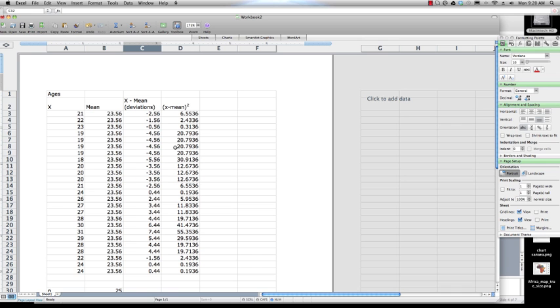All right, nice and pretty. Okay, so I've got ages. I just made this up a few minutes ago, so this is not real data, but it gets you the idea, right?